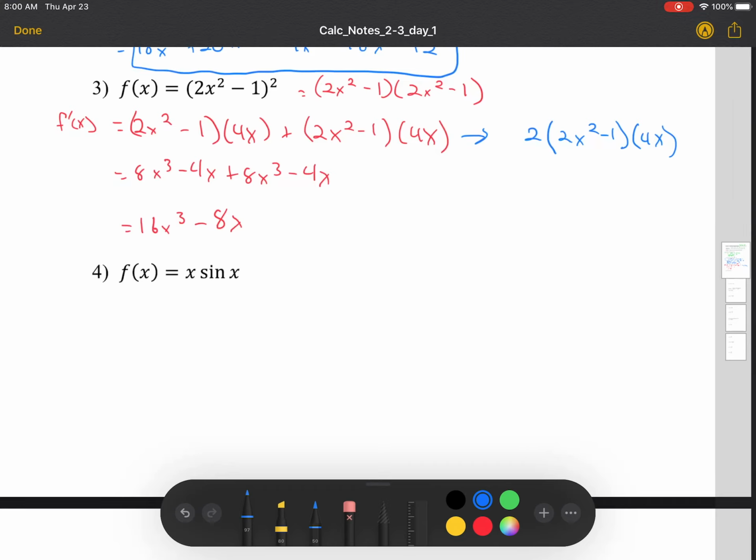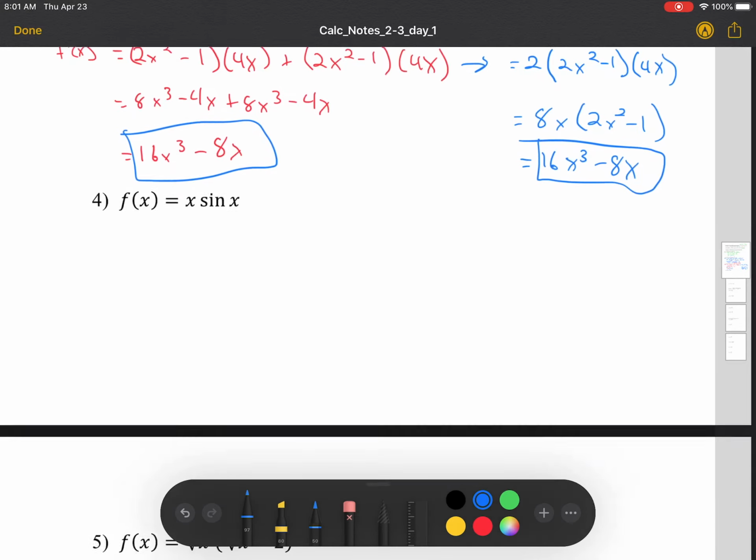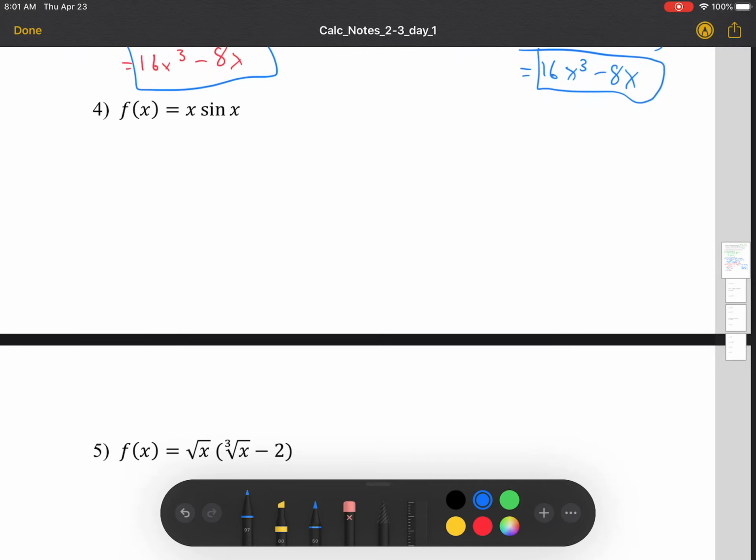And then from here, right? You still finish with the same thing. Okay, 2 little ways of looking at it, whatever works for you.